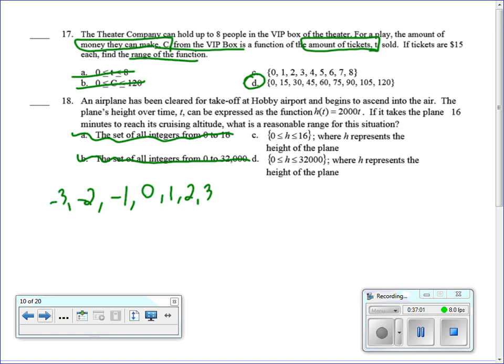Again, we look here and we see from 0 to 16. Well, 0 to 16 goes with our time, from 0 minutes to 16 minutes. And time is not our range, time is our domain. So C would not be the correct answer. So we are left with one choice, written as an inequality, 0 to 32,000. We're including 0, we're including 32,000, and we're including all of the values in between. Fractions, integers, decimals included. So D would be the correct choice in this particular case.